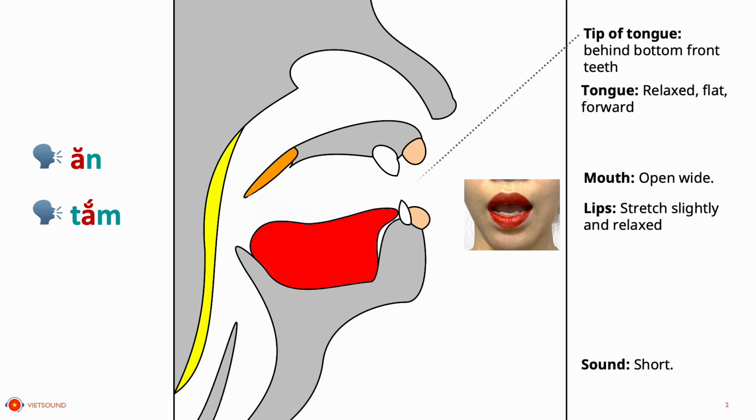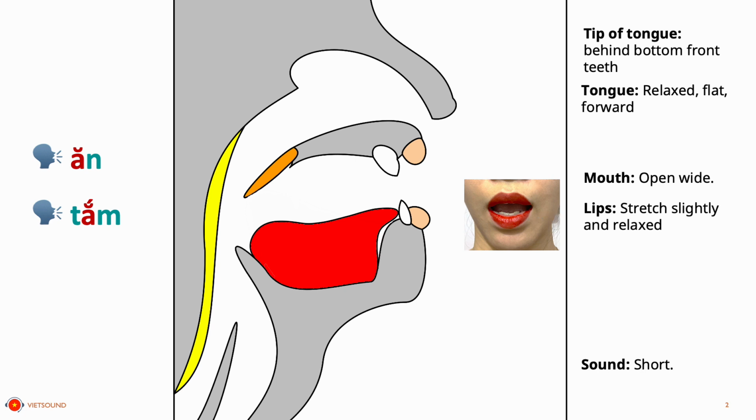First, tip of your tongue is placed right behind bottom front teeth. Your tongue should be relaxed, flat, and put it a little bit forward. Now let's talk about the mouth shape. Open your mouth wide. Stretch the lips slightly and keep them relaxed.